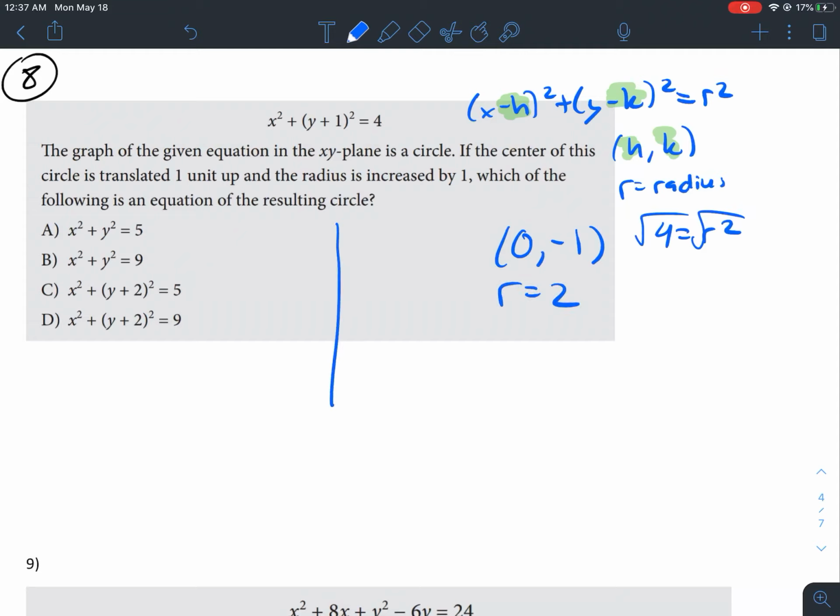I'm just going to draw a very rough xy plane here. I'm going to have a circle at 0, -1, and then it has a radius of 2. So I guess we could go ahead and draw that. When we draw that out, we go 1, 2, 1, 2, 1, 2, and 1, 2, and we end up with a circle. I tried to make it as nice as I could. There we go.